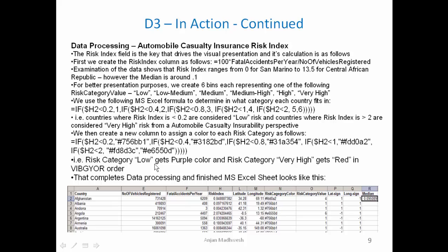And once we do that, and basically apply these formulas and create these new columns, we have created our sheet that we can pretty much utilize. So you see over here risk category color, and then the risk category value. So in this case, if you see the risk index was 0.84, which corresponds to a category of 4. It's because it is greater than 0.8 over here, so it corresponds to 4.